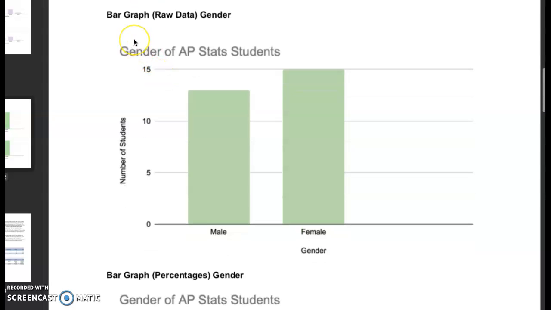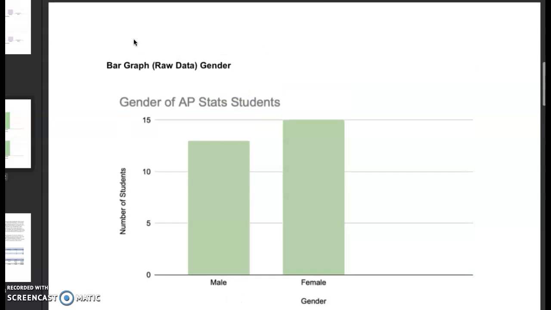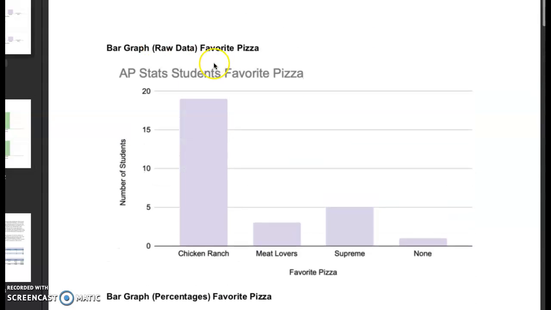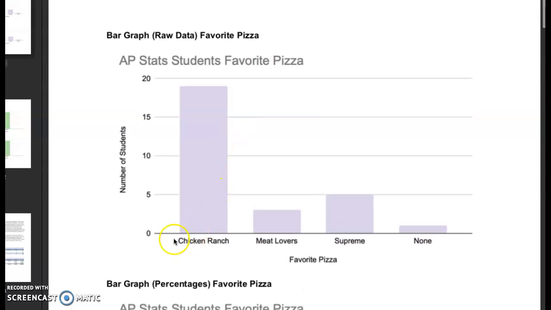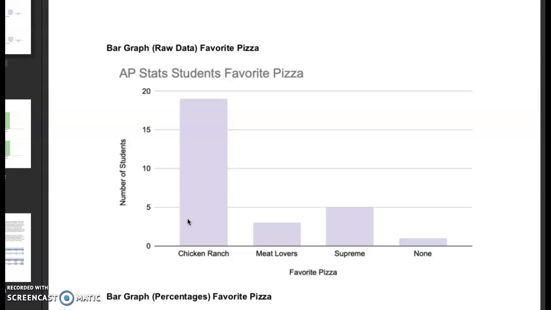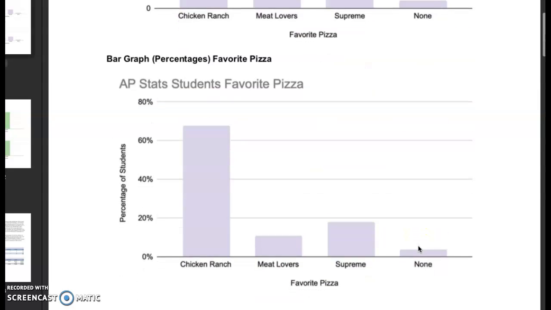So this is my first bar graph with raw data of favorite pizza flavor. On the x-axis it shows the favorite pizza flavors, and the number of students is on the y-axis. About 19 students in the AP Stats class favored Chicken Ranch, while only 3 favored Meat Lovers, 5 favored Supreme, and 1 favored none.